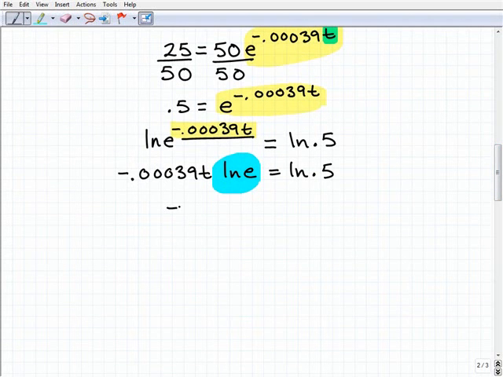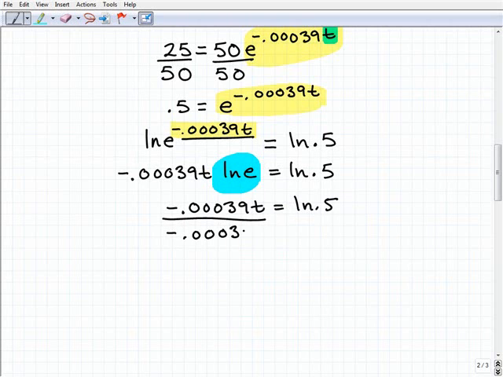So our equation distills down to negative 0.00039 t equals ln 0.5. And of course, to solve for t, I simply need to divide both sides of the equation by negative 0.00039. And this is going to be negative 0.00039 over here.